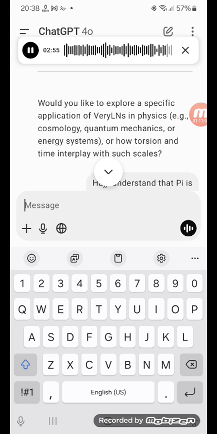Would you like to explore a specific application of Verilens in physics, e.g. cosmology, quantum mechanics, or energy systems, or how torsion and time interplay with such scales?